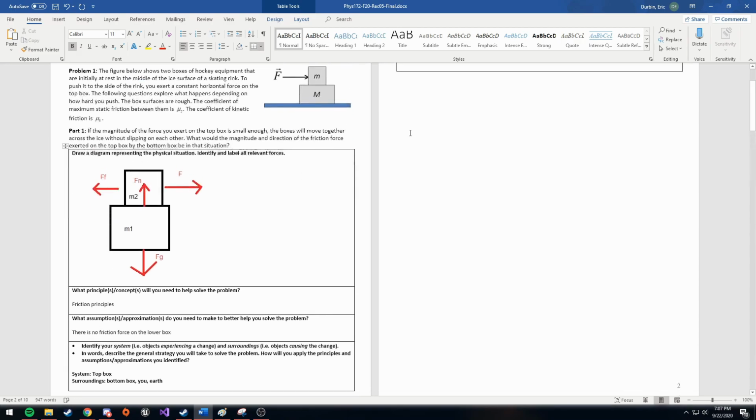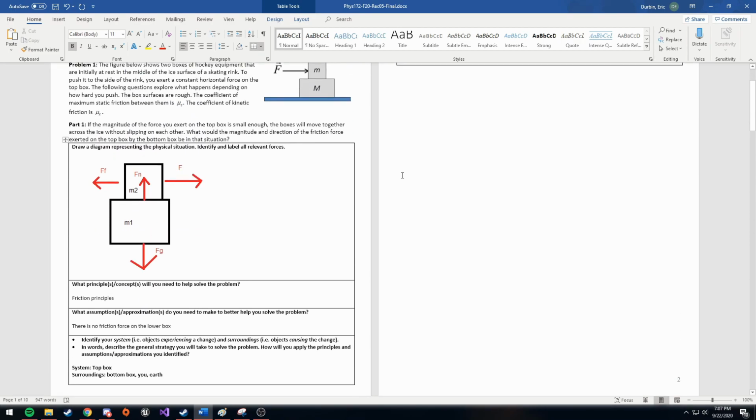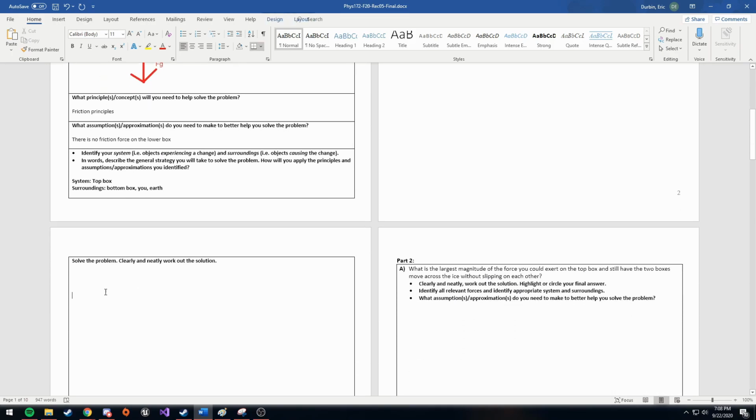Wait, is the system the bottom box? We are just pushing the top box, but we're observing the bottom one. But we're applying, what the heck? Can we just say the system is two boxes? What does everyone else think?